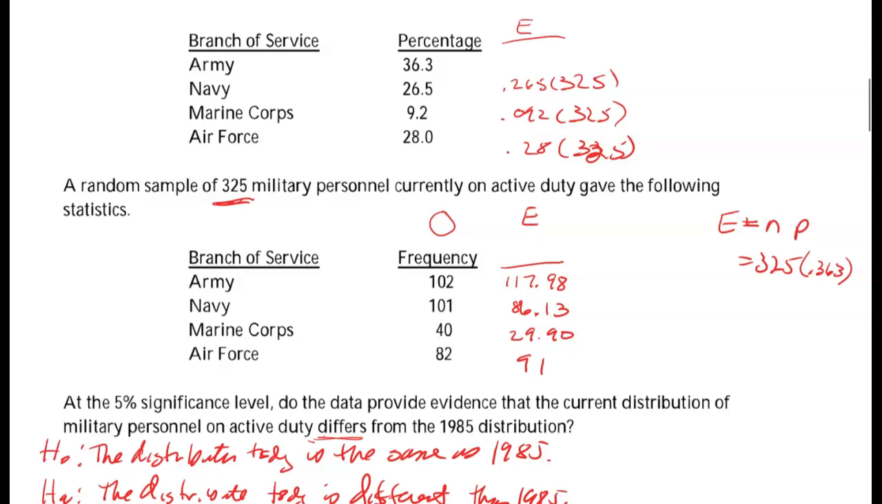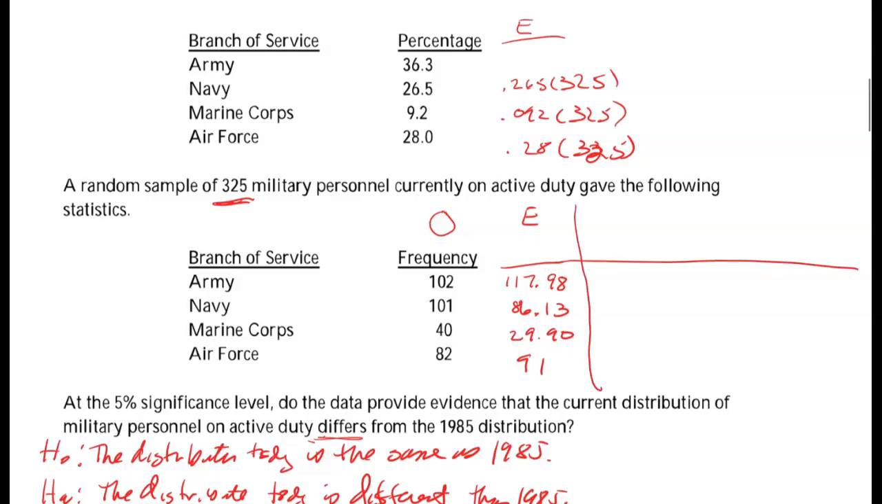Obviously, we don't see that. It is different. It's different enough. Is this small sample different enough to make a conclusion that the entire distribution, since clearly there are way more than 325 people in the military, is different from 1985? So to do that, we bring in our chi-square formula. I like to do it using a chart. You can do it however you want.